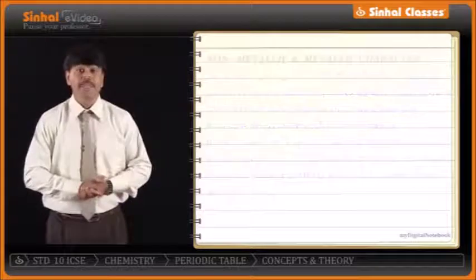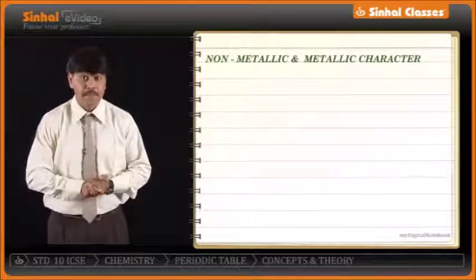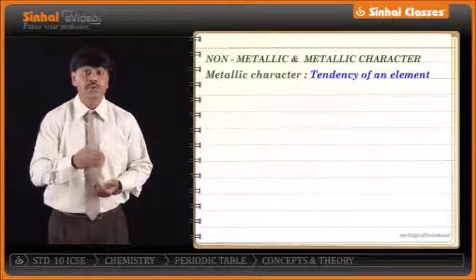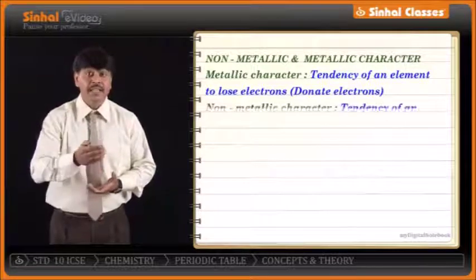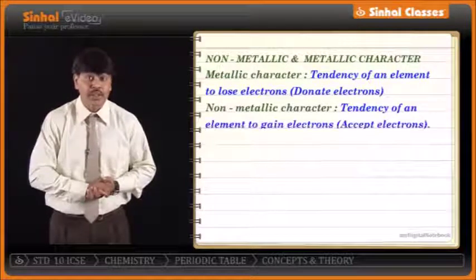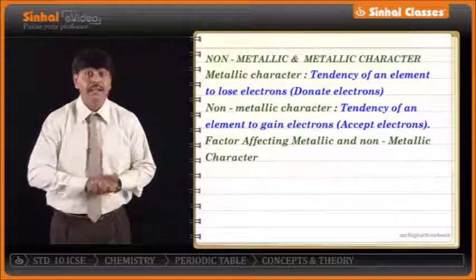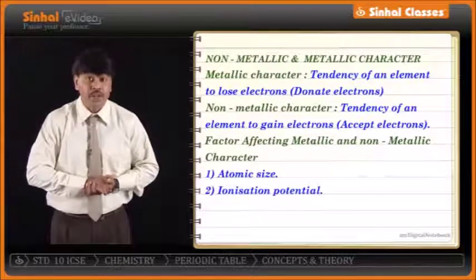Now let us consider the metallic and non-metallic property of the elements. Now, what is metallic property? It is the tendency to donate electron, whereas non-metallic property is the tendency to accept electron. Again, it depends on only two factors, and they are atomic size and ionization potential.